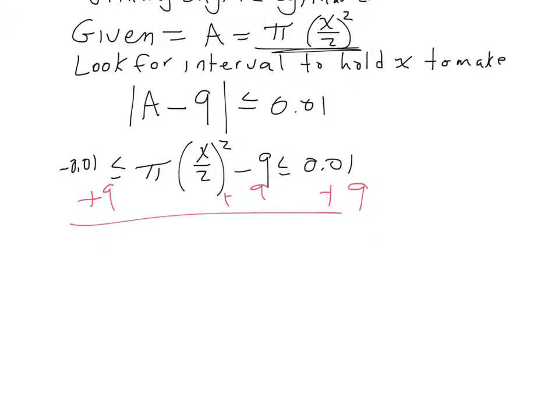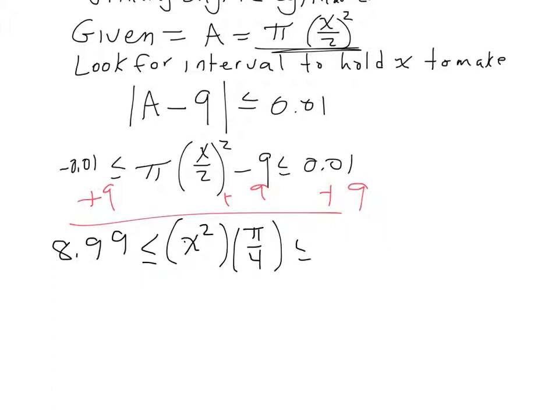Again, I'm basically teaching you 90% algebra. And so I get 8.99 less than or equal to, let's go ahead and write this as x squared times pi over 4. Did you see what I did? That was math magic, right?